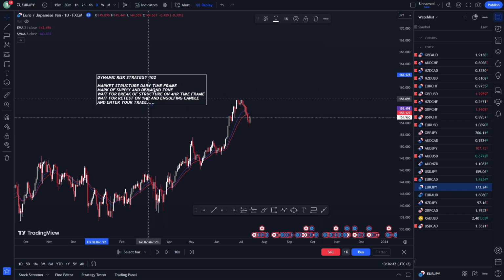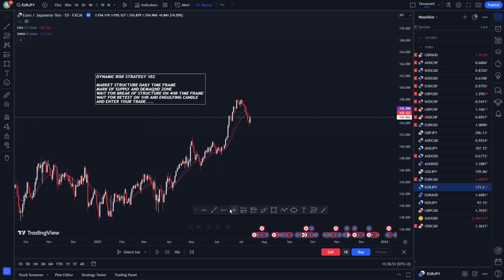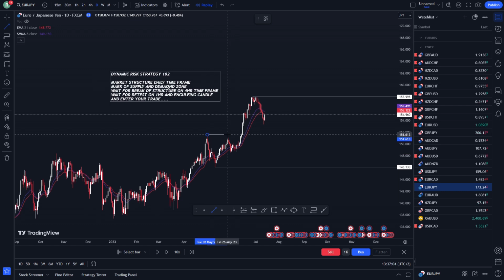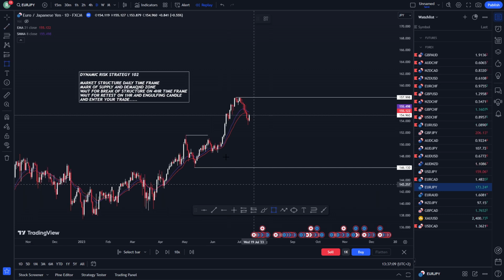So Dynamic Risk Strategy 102 is basically plain and simple. Market structure on a daily time frame: we have to determine if price is bullish or bearish. So let's start off with the first mark. We can see we are currently bullish. Let's mark off our highs, right? We broke above this area. We just do exactly what this says and mark off supply and demand zones. So we're gonna mark off demand zones. This is our demand zone, and this is also a demand zone.